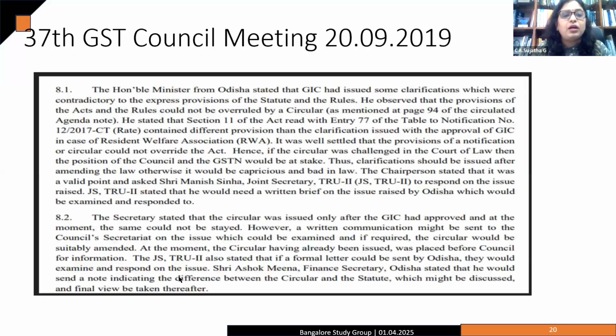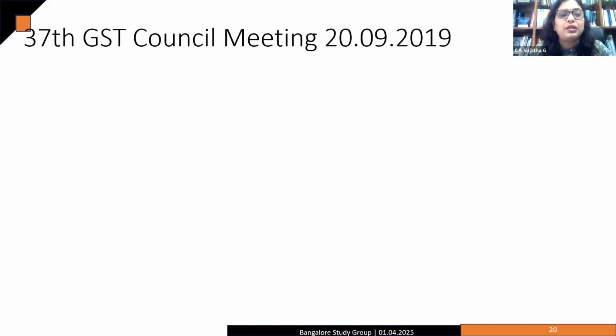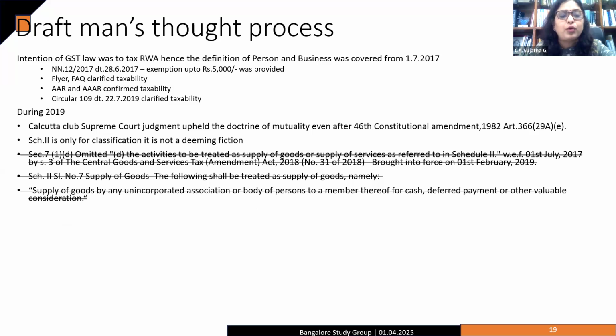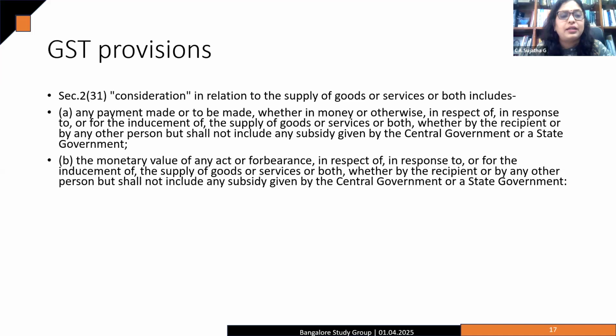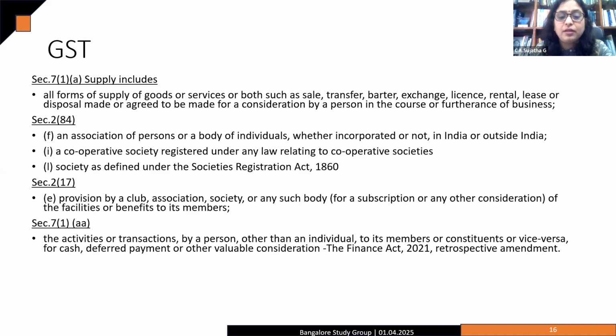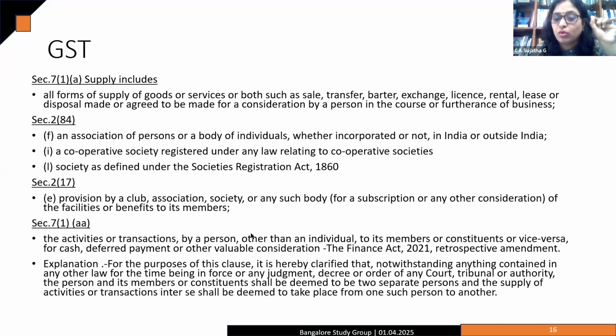If you look at 7(1)(aa), I have captured the points from the 37th GST Council meeting. They omitted all the provisions of 7(1)(d), and then Schedule 2, serial number 7 was also omitted. Then they inserted the activities or transactions by a person other than an individual to its members or constituents or vice versa for cash or deferred payment or other valuable consideration. This was introduced in the 2021 Finance Act with the explanation that for the purpose of this clause, it is hereby clarified that notwithstanding anything contained in any other law for the time being in force or any judgment, decree or order of any court, tribunal or authority, the person and its members or constituents shall be deemed to be two separate persons, and the supply of activities or transactions inter se shall be deemed to take place from one such person to the other.